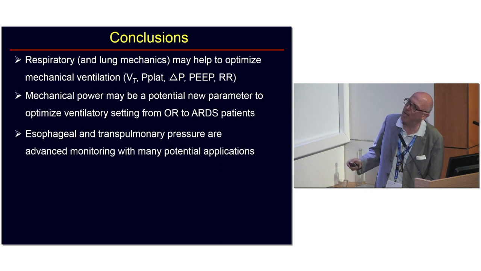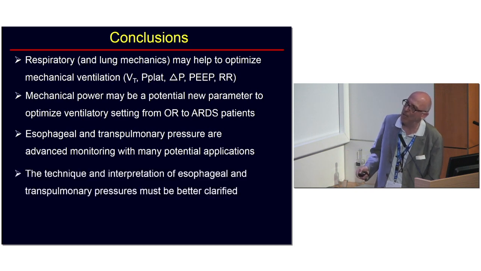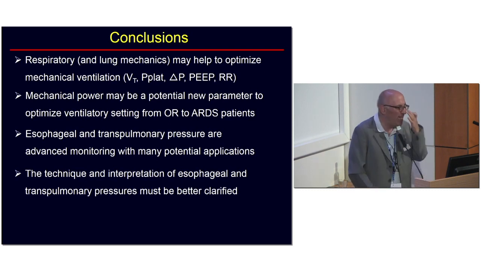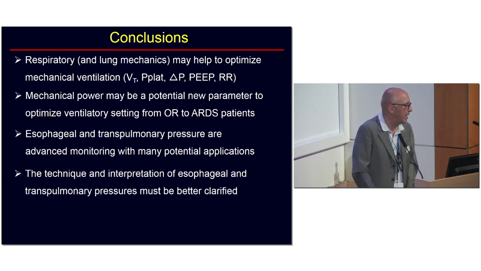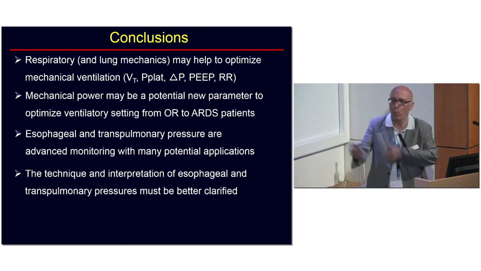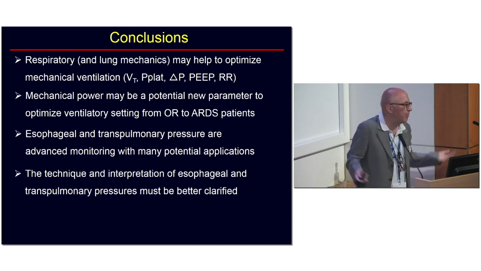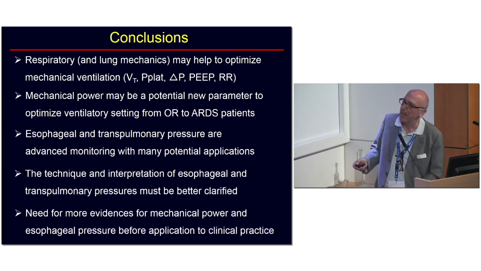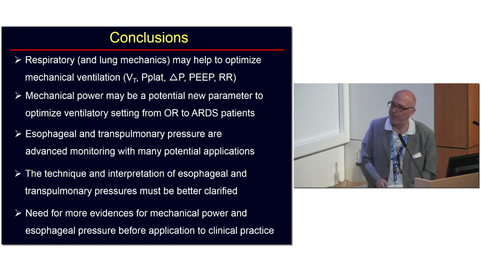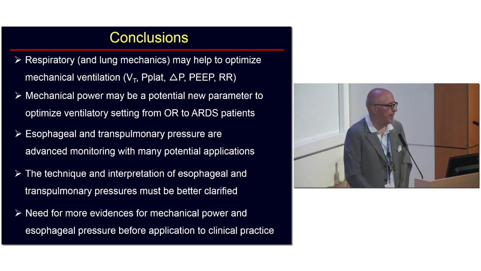Esophageal and transpulmonary pressure are very advanced monitoring with many potential applications, but I showed you that we need much better knowledge in terms of technology and interpretation of data. I just showed you a clear example that whatever you measure, you can get different data. So how can you set mechanical ventilation on something that is not reliable at the moment? Of course, we need more evidence for mechanical power, esophageal pressure and transpulmonary pressure to optimize mechanical ventilation before any clinical application of these techniques at the bedside. Thank you so much.